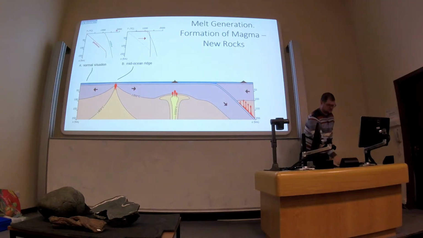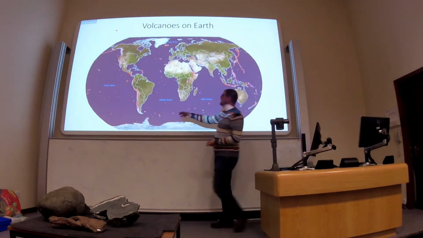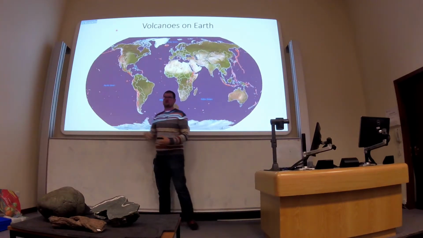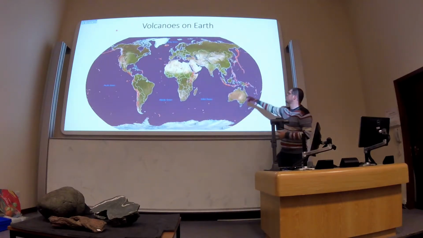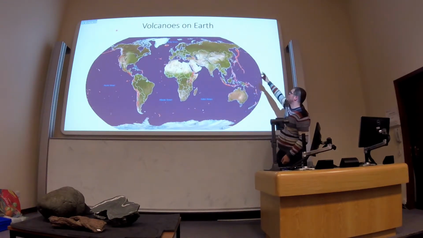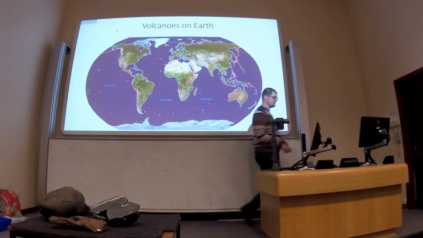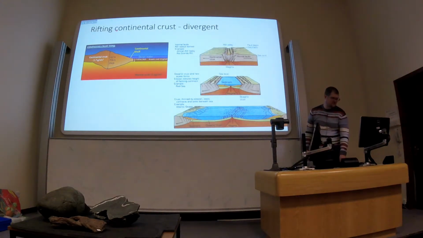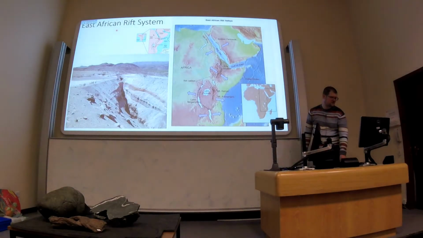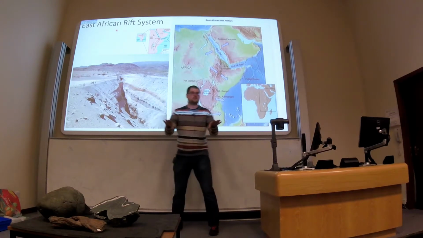The other kind of place we get fresh rocks formed is basically convergent margins. We get two plates coming together, and we tend to get volcanoes there. So these are places like Sumatra, Japan, South America, lots of explosive volcanism there. And this is, oh, that's the divergent once again. So, divergent.